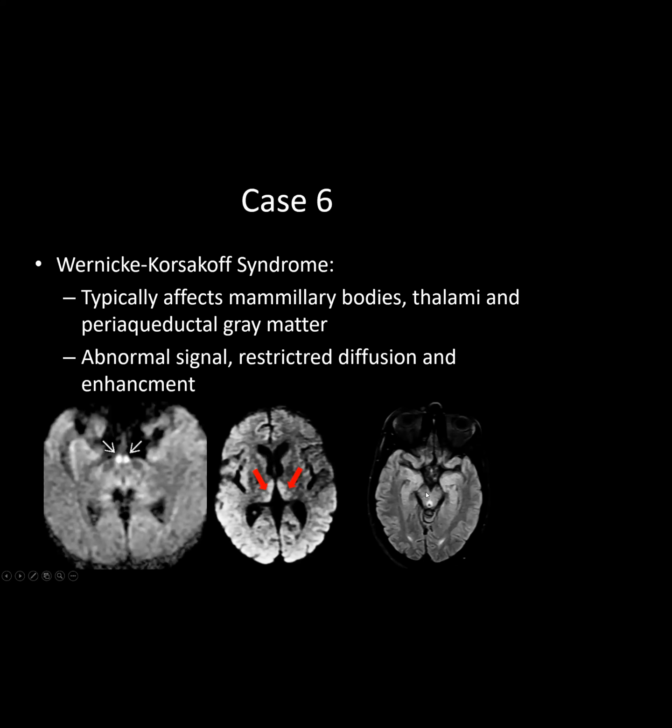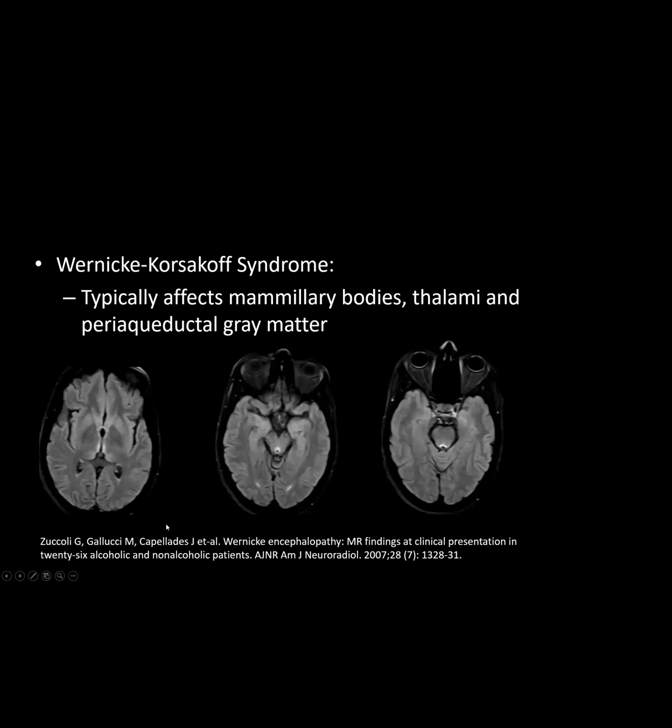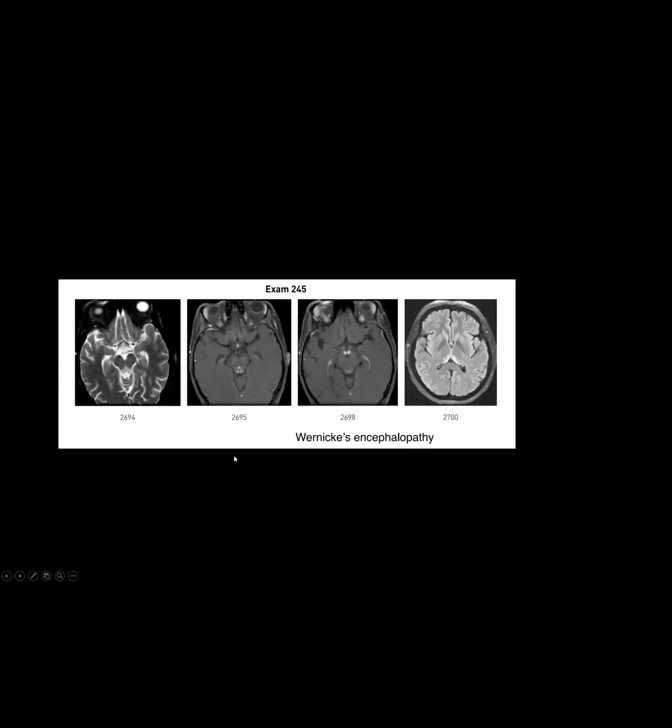All right, so just more examples of the same thing. They can be bright on FLAIR and they can also restrict, like we're seeing in these 2 cases. This is more examples of the same thing, with different FLAIR images showing this bright signal in the thalami and periaqueductal gray matter. And this is an example from your in-service showing the same thing: thalamic bright signal bilaterally and abnormal signal in the mammillary bodies.